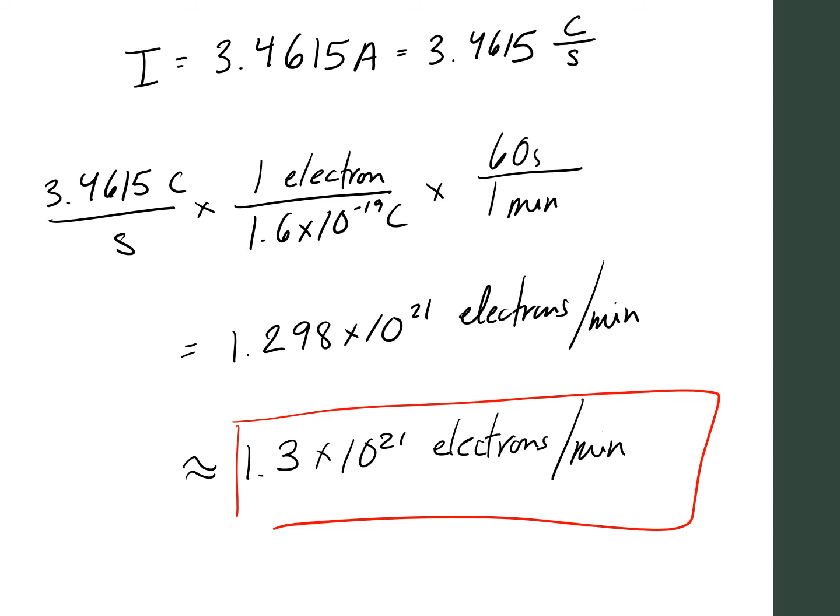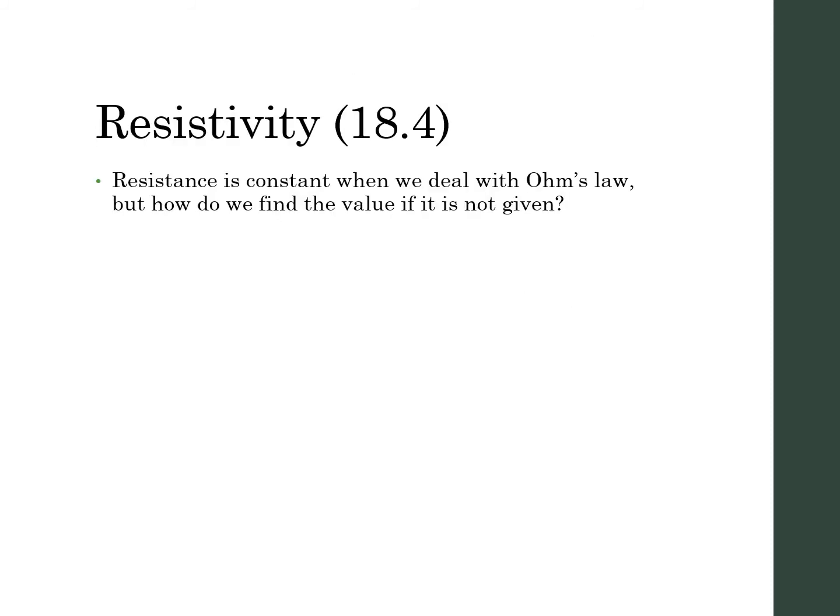So when we're looking at electricity, we are looking at huge numbers of electrons moving at all times. So now what we want to do is spend a little bit more time figuring out how can we calculate resistance if it is not explicitly given. And so for that, we need to look at this idea of resistivity.